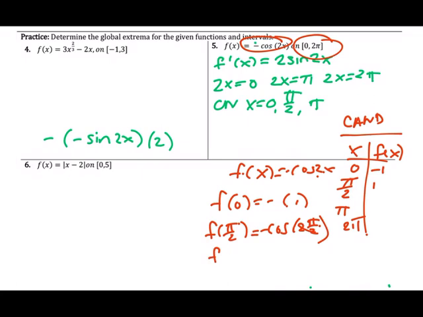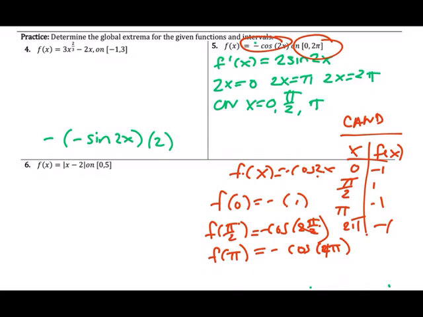If I plug in pi, I'm getting negative cosine of 2 pi. Cosine of 2 pi is positive 1, and then it becomes negative. Same thing if I plug in 2 pi, then this just becomes a 4 pi. Cosine of 4 pi is 1, and then we make it negative.